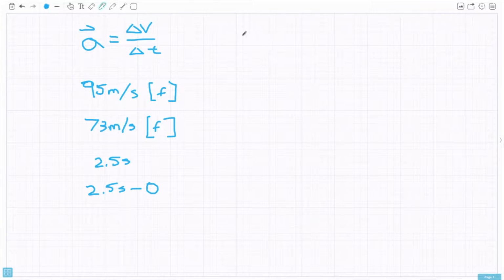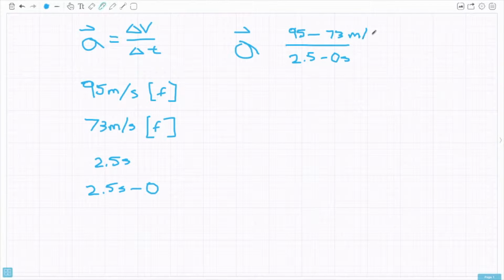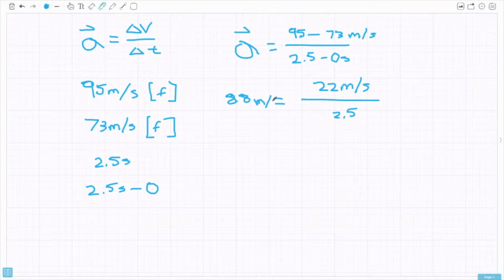So now we plug all this into the formula. So acceleration is equal to final, which is 95, minus the initial, which is 73, over the change in time. Again, final 2.5 minus the initial. Now we have seconds here, and we have meters per second up here. So now we plug these numbers in, which gives us 22 meters per second over 2.5 seconds. This will end up with 8.8 meters per second squared.